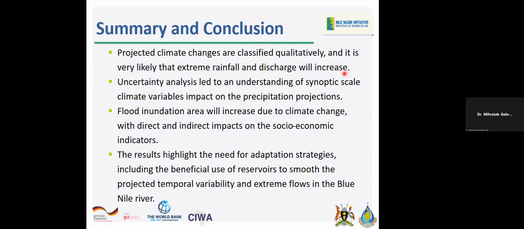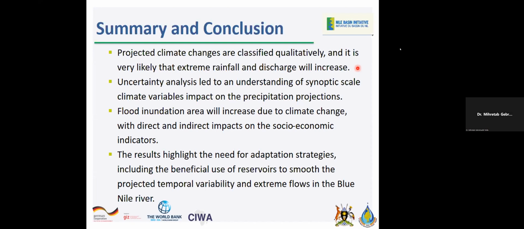So summary is projected climate change are classified qualitatively, and it is very likely that extreme rainfall and discharge will increase in the future. And uncertainty analysis indicated that synoptic scale climate variables connection with the precipitation projection in the study area, and flood inundation area will increase due to the change, and that will have direct and indirect impact on the socioeconomic indicators, including the GDP and also the other sectors like health and education. The result highlighted the need for adaptation strategies, including the beneficial use of reservoir to smoothen the projected temporal variability and extreme flow in the Blue Nile Basin.